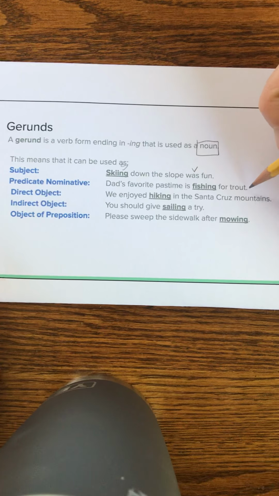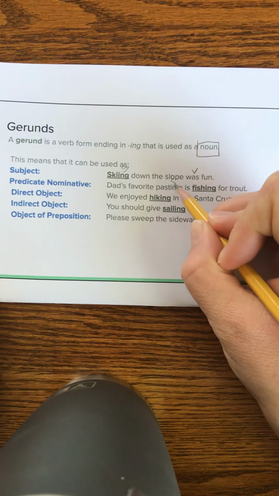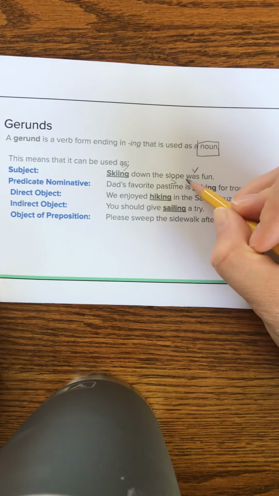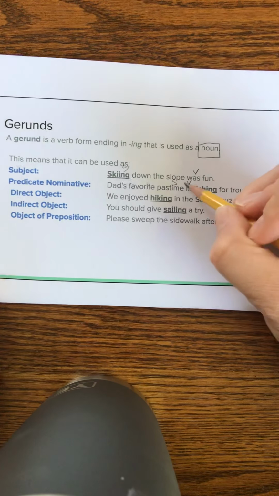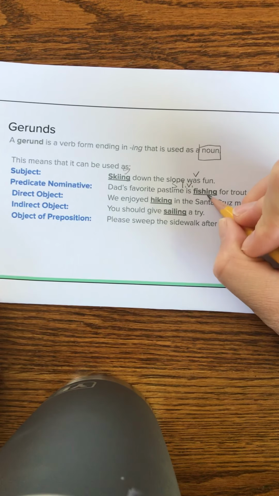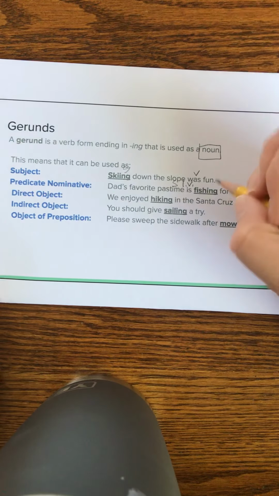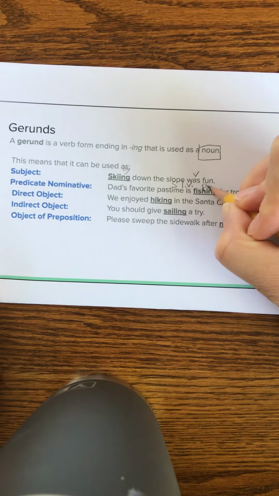Let's take a look at this next example. Dad's favorite pastime is fishing for trout. So identify first: my subject here is about his pastime. My verb is, and specifically that's a linking verb. And what is his favorite pastime? Fishing. Fishing ends in ing. It's formed from the verb to fish, but it's not the main verb of our sentence. Therefore, this is my predicate nominative that is also a gerund, right?